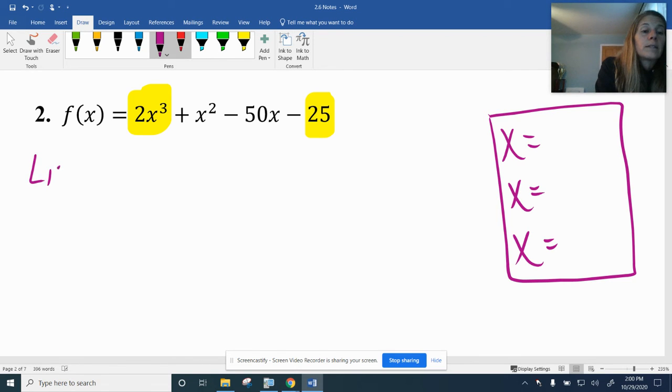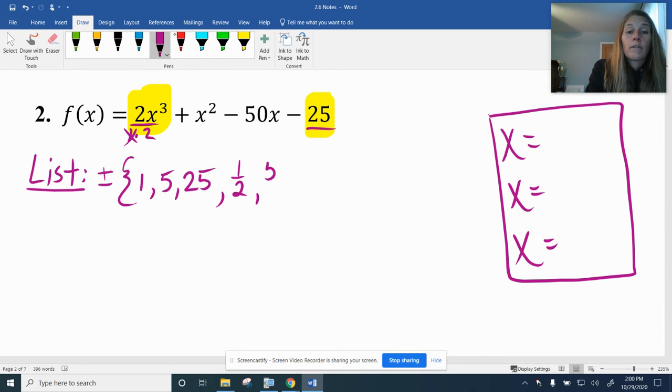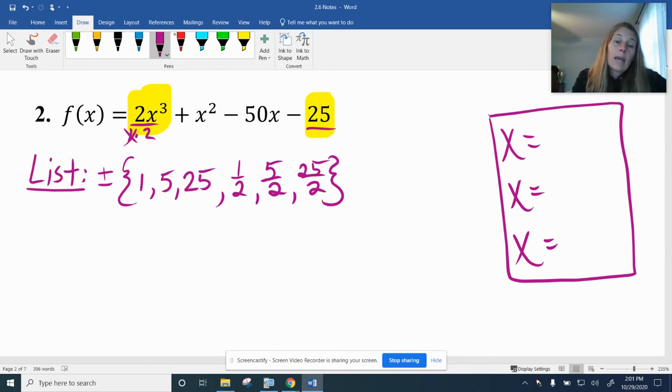I'm going to do my list this time. I'm going to do positive or negative, and I'm going to do my factors of 25. So 1, 5, and 25. And since 2 has both the factor 1 and 2, I already did the factor of 1 on the bottom. That's why those are all whole numbers. But now I'm going to do 1 over 2, 5 over 2, and 25 over 2. Now this is really 1/2, 2.5, and 12.5.